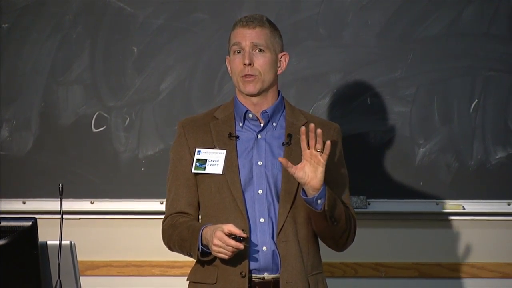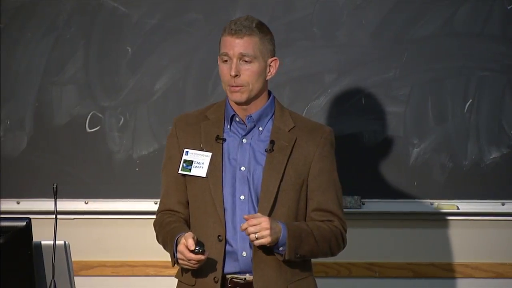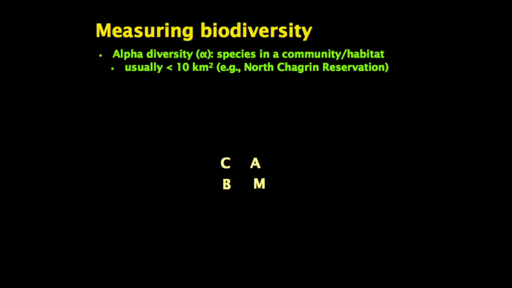Typically, when we talk about alpha diversity, it's on a small scale, less than 10 square kilometers. For example, North Chagrin Reservation. You could count the number of mammal species that are there and come up with the alpha diversity for North Chagrin Reservation, or for Shaker Lakes, or for a comparable park somewhere else. And this might be what it looks like. If each of these letters is a different species, you go out there in census, you hope you count all of the different species. You then circle them up, see what it looks like, and you have an alpha diversity of 4.